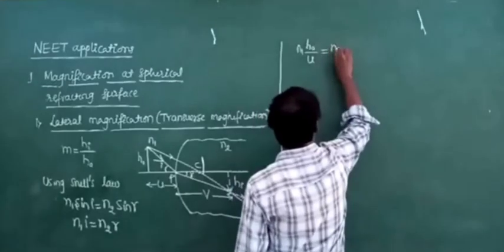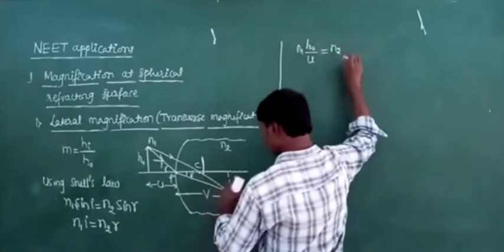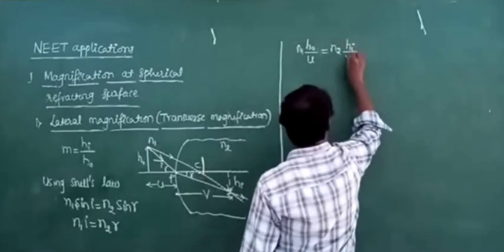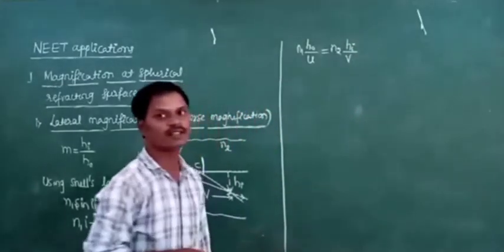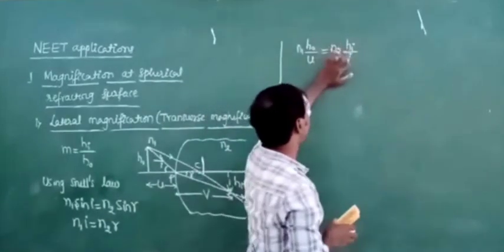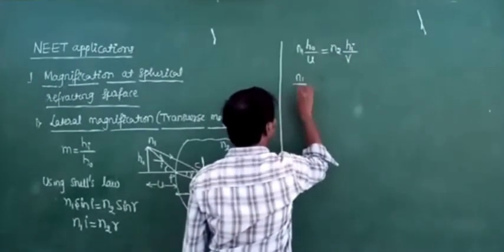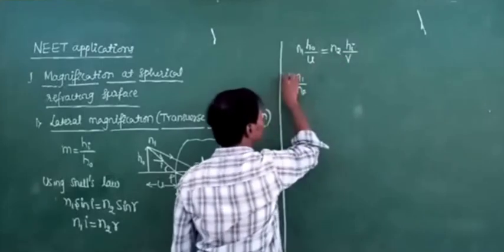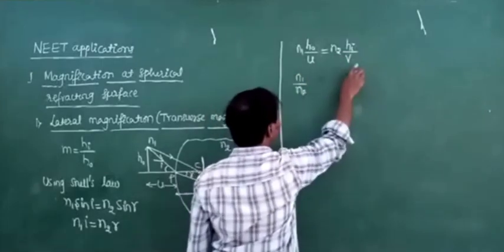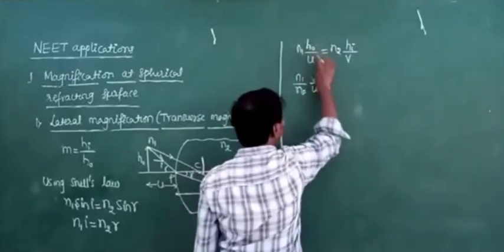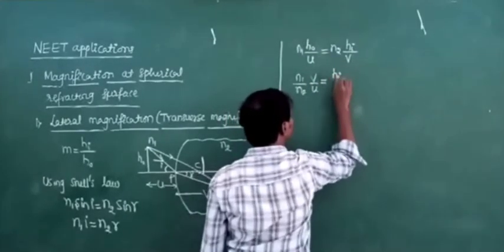Then what about this one? r is nothing but n2 into HI by v, HI by v. So what do we require now? We require HI by HO. Then I will take n1 by n2. I will take n2 to the left hand side and v to the left hand side, that is v by v. Then I will take HO to the right hand side, that is HI by HO.